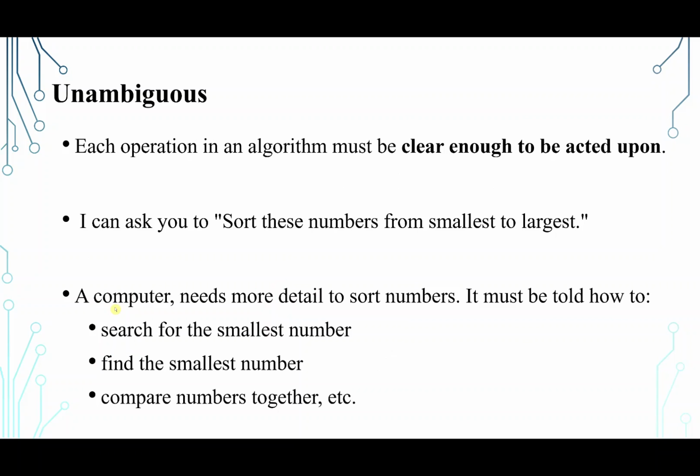Unambiguous. So each operation in an algorithm must be clear enough to be acted upon. I can ask you, sort these numbers from smallest to largest. Now you know that you need to arrange these numbers from smallest to largest. If I ask you to just sort the numbers, then you would ask me for more clarification, like is it ascending or descending? Smallest to largest or largest to smallest? So a computer needs more details to sort numbers.